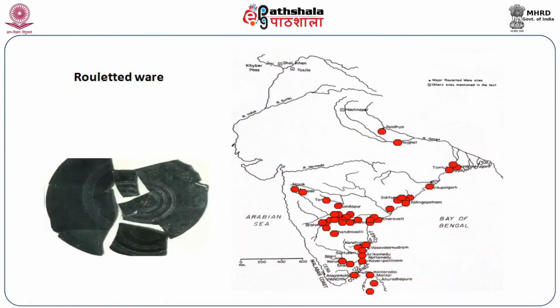Earlier scholars thought that rouletted ware was produced somewhere near Arikamedu or nearby that particular area. This scientific analysis based on the mineral elements really helped to fix the location in Bengal delta. You can understand how scientific analysis is very important in interpreting the material. So this can give lot of new information.